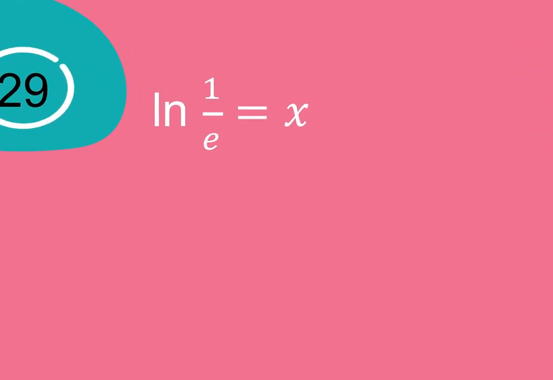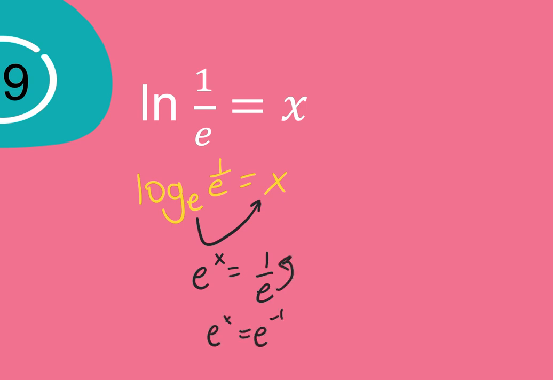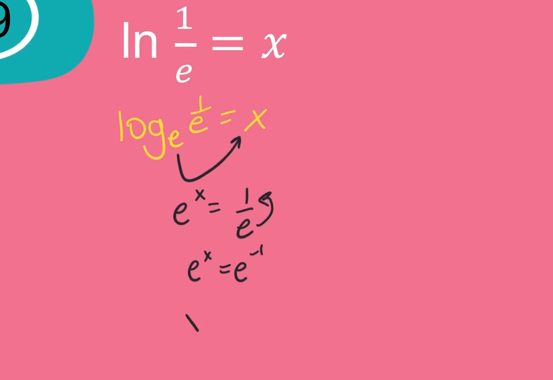The first way to do this is say that this is the same thing as log base e of 1 over e equals x. Then I can convert this to exponential: e to the x would equal 1 over e. You can move the e to the top, making it e to the negative first. Again, this would be the long way around. Now my bases are the same, so x is negative 1. I hope you never have to do that again, though.